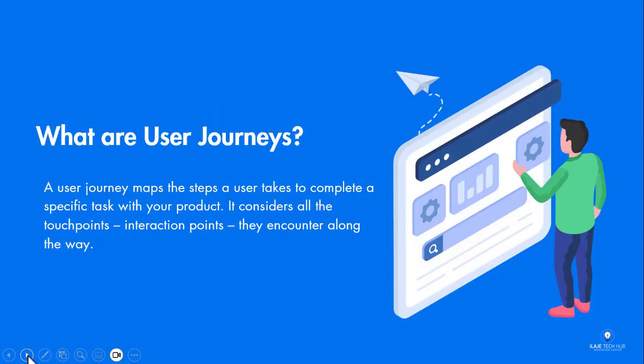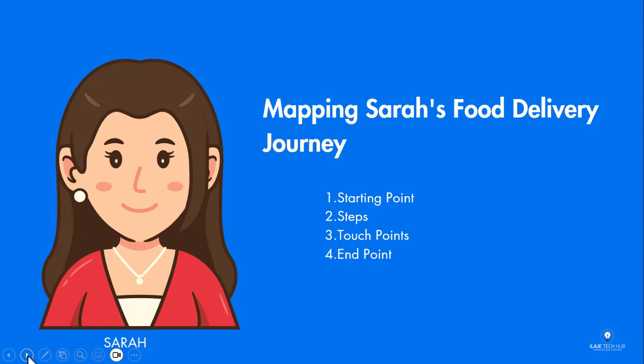What is a user journey? A user journey maps the steps a user takes to complete a specific task with your product. It considers all the touch points, interaction points they encounter along the way. Think of it like a roadmap that illustrates the user's experience from start to finish. So let's map Sarah's food delivery app journey.